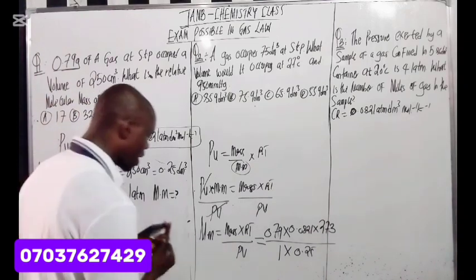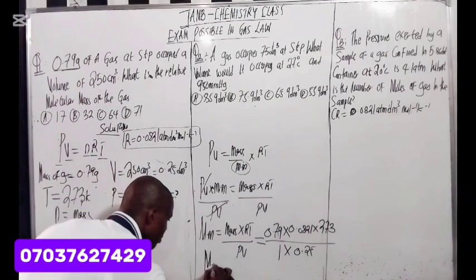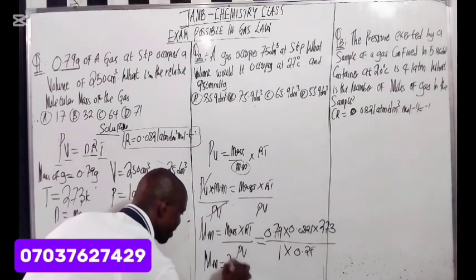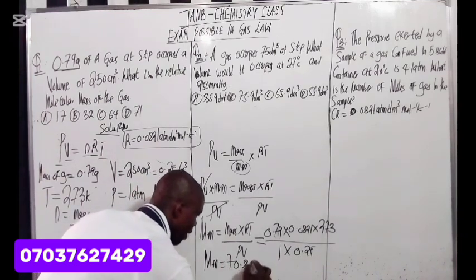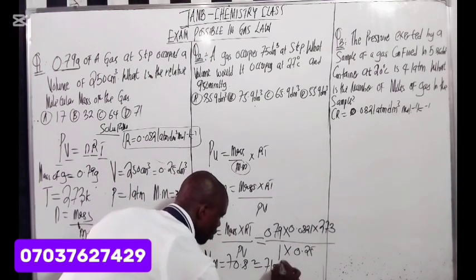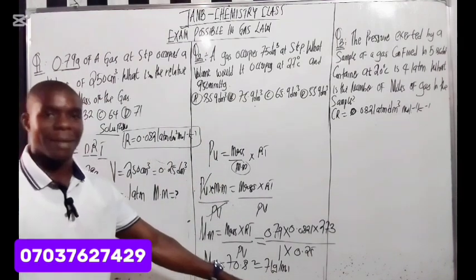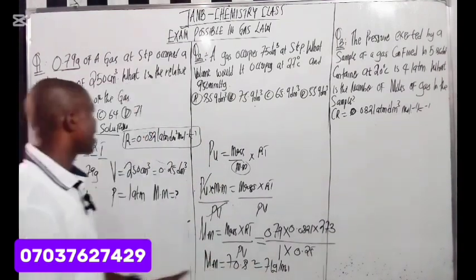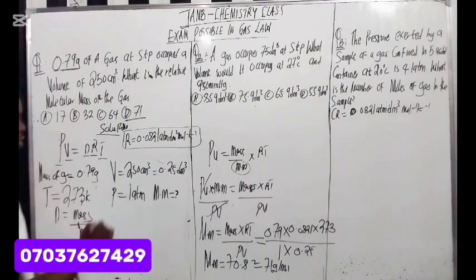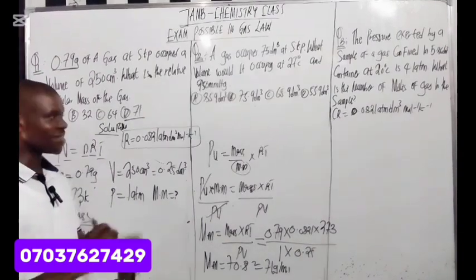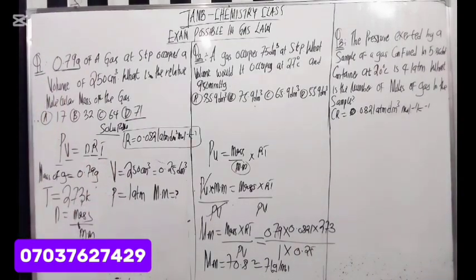So I'm going to have my molar mass here. My molar mass is now going to be what? 70.8, approximately 71 gram per mole. The unit of molar mass is gram per mole. So the option here is D. Do you understand? That is it, as easy as this. It's not difficult.